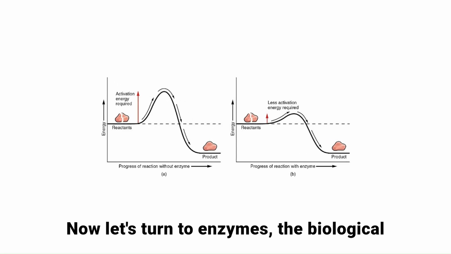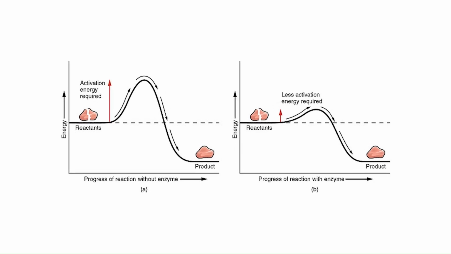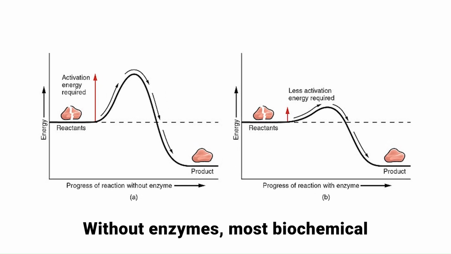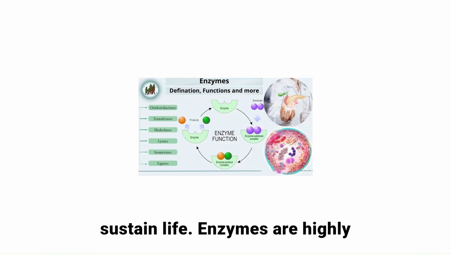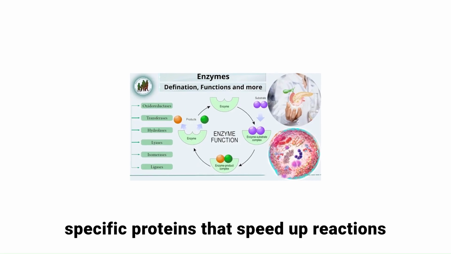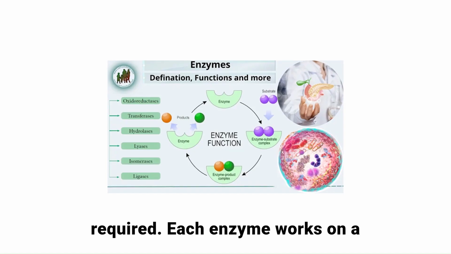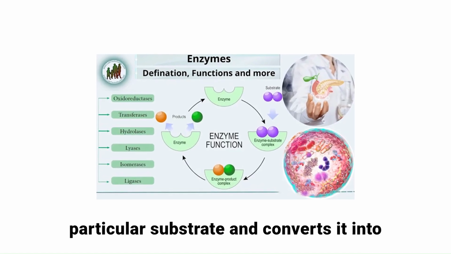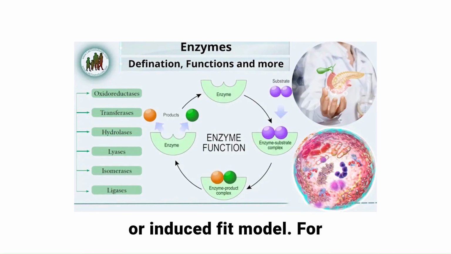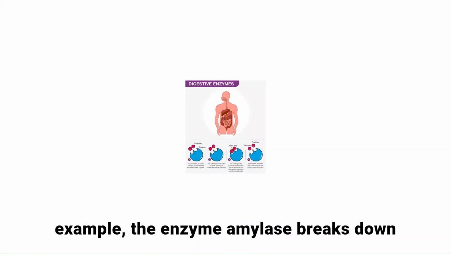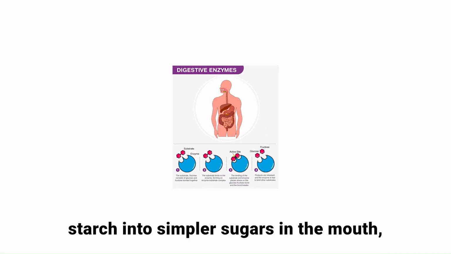Now let's turn to enzymes, the biological catalysts that are indispensable to life. Without enzymes, most biochemical reactions would occur far too slowly to sustain life. Enzymes are highly specific proteins that speed up reactions by lowering the activation energy required. Each enzyme works on a particular substrate and converts it into a product, often following a lock and key or induced fit model. For example, the enzyme amylase breaks down starch into simpler sugars in the mouth.